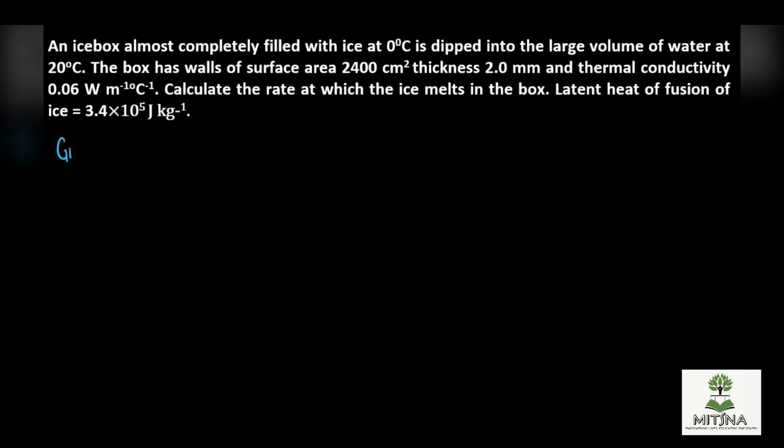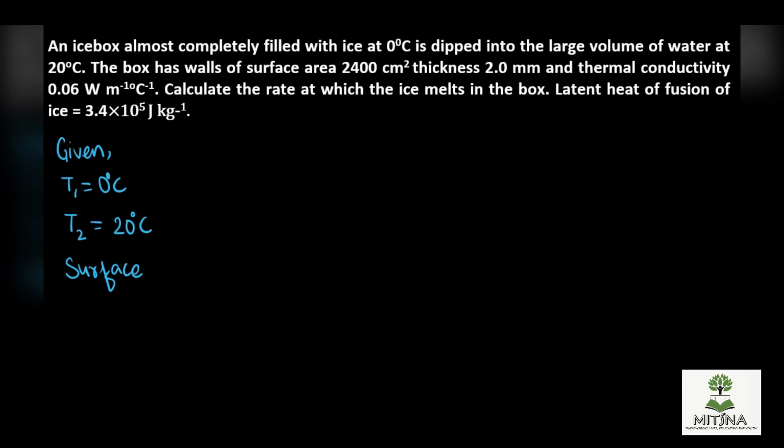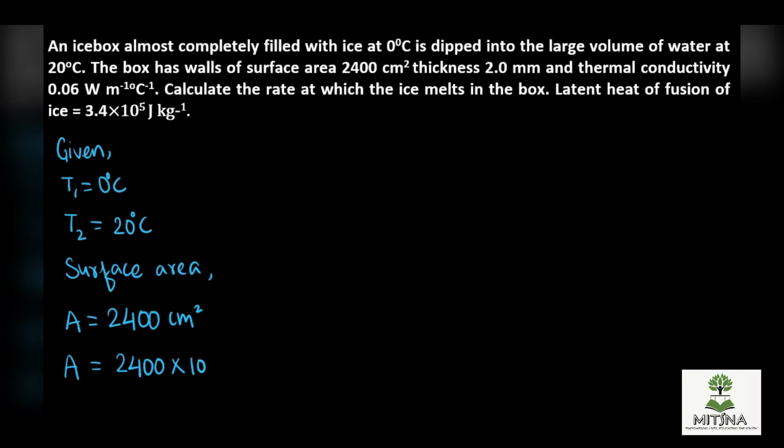First, let us see what's given in this question. We have temperature T1 is equal to 0 degrees Celsius. Then we have temperature T2 is equal to 20 degrees Celsius. We're given the surface area. We have surface area A is equal to 2400 centimeter square. If we convert this to SI unit, we'll get area A is equal to 2400 multiplied by 10 to the power minus 4 meter square.